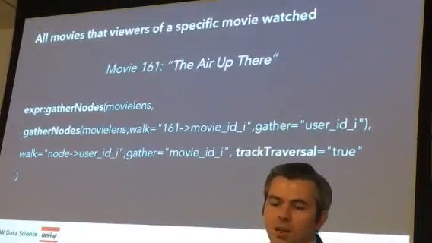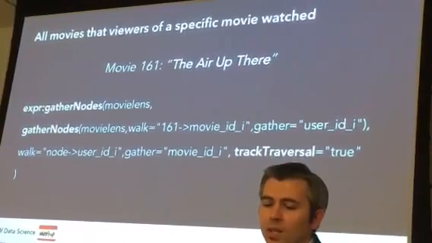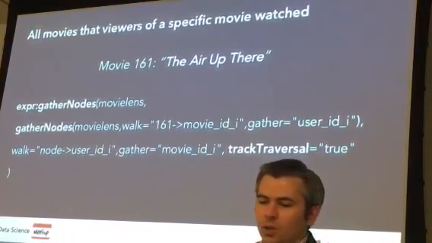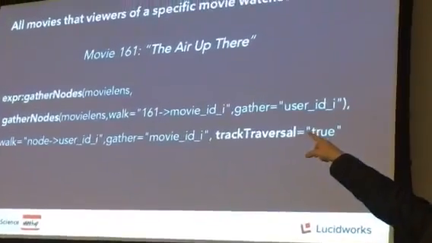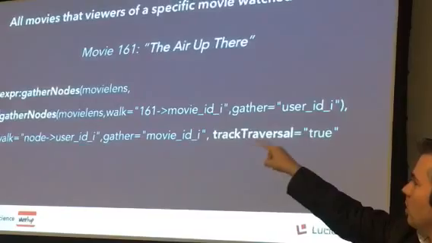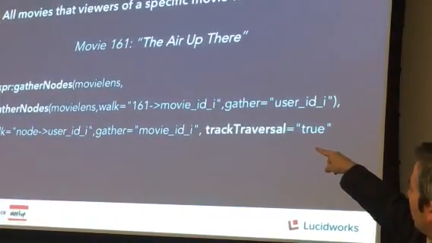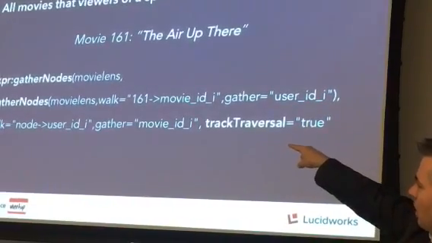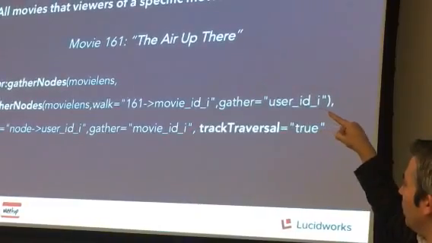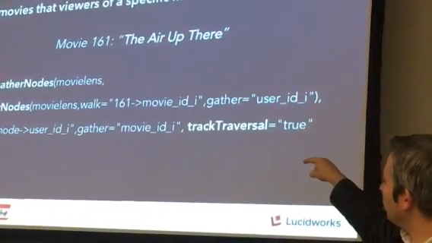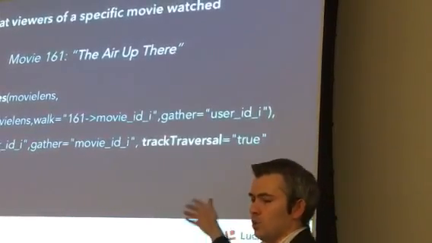If I want to get more sophisticated, I can say all movies that viewers of the movie The Air Up There also watched. So The Air Up There is movie 161. My expression here is gather nodes on the Movie Lens collection. Then I'm going to do another gather nodes on the Movie Lens collection to find all of the user IDs who watched The Air Up There, movie 161. And then from those, I'm going to walk to the movie IDs that those users actually watched. Excuse me.